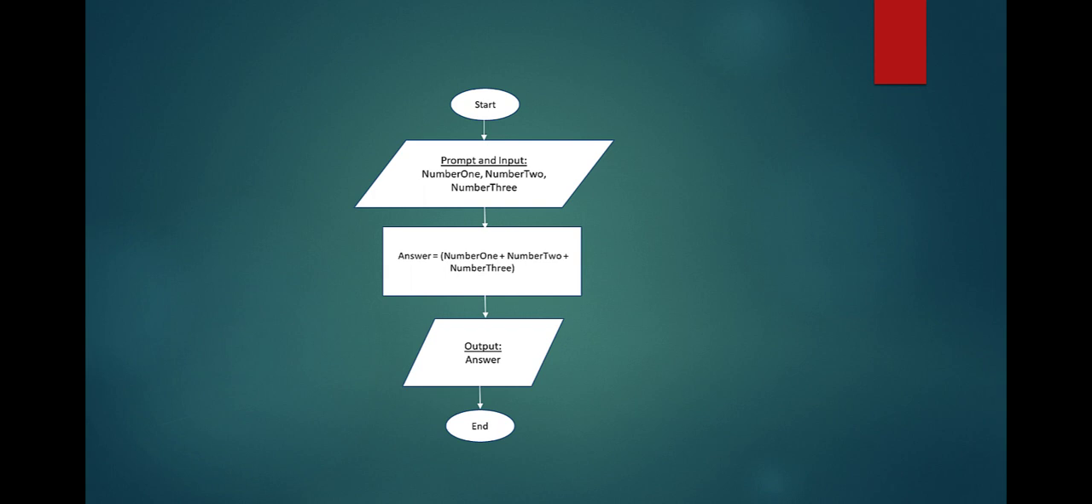We see that this symbol, the oval symbol, represents a terminator. It can either be a start or a stop. So again, we start our algorithm with a start. So we use a terminator here, and we inscribe start to it. So that means our algorithm starts here.